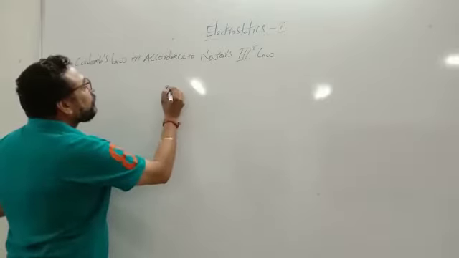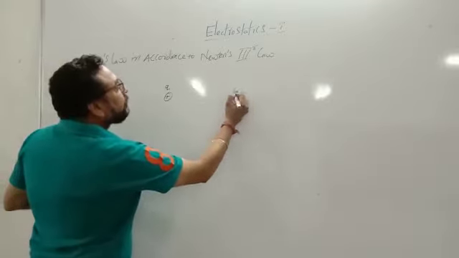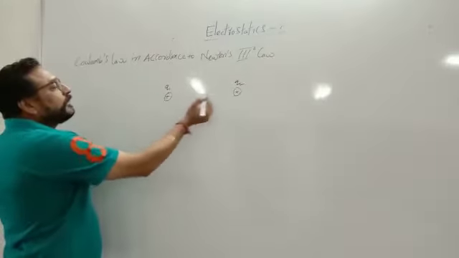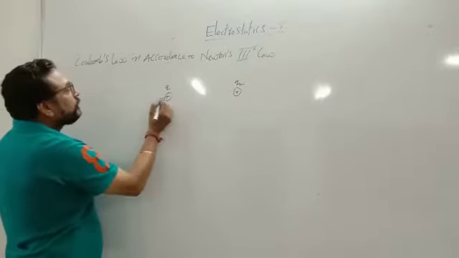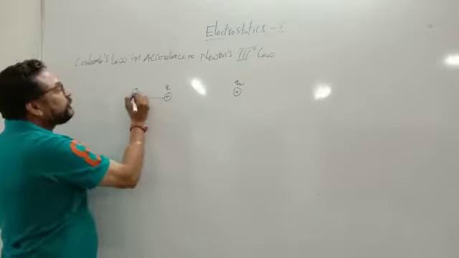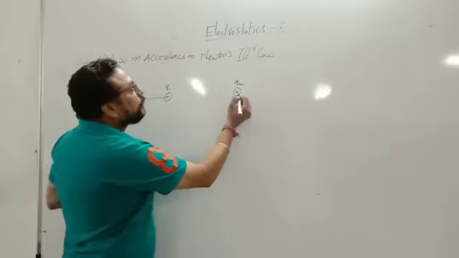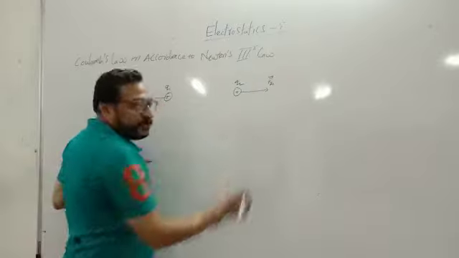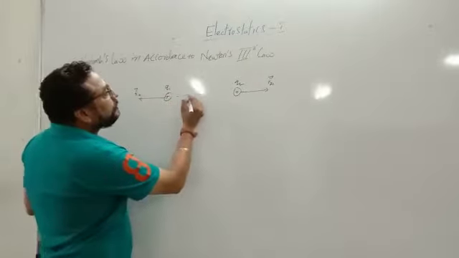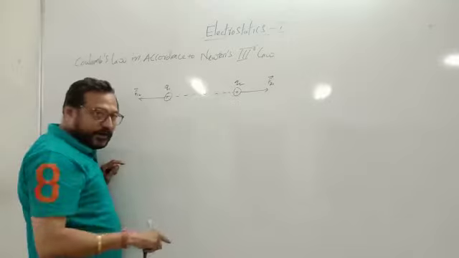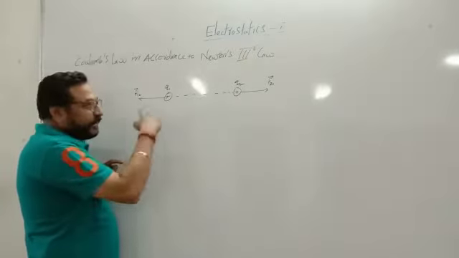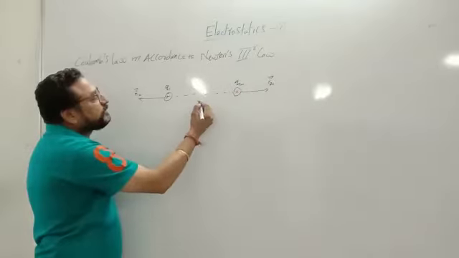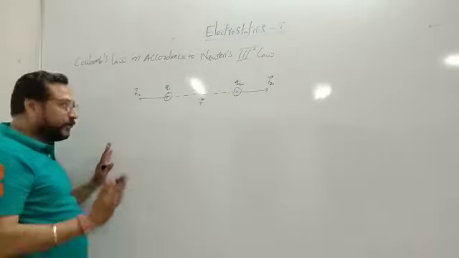If this is a plus Q1 charge, and this is another plus Q2 charge, then on Q1 a force is acting in this direction, F12. This is the total vector form. On the second, the first one is applying a force F21. And there is a distance between these two, the basic distance, which is vector R.